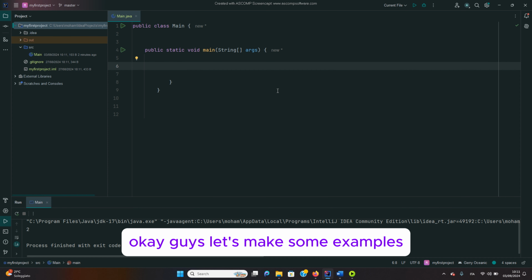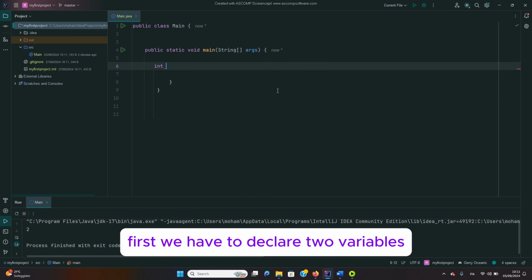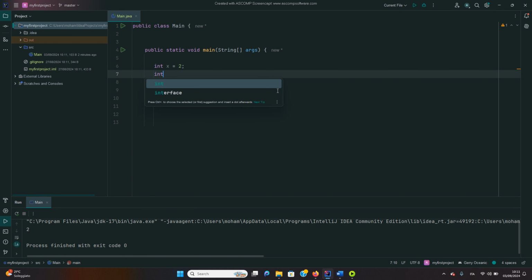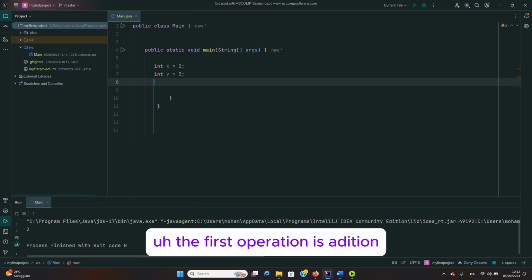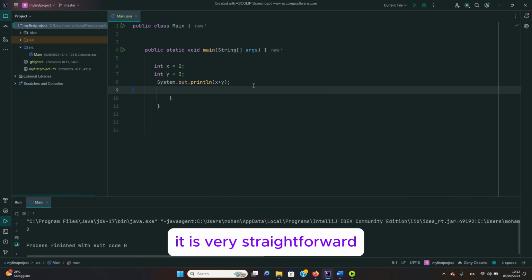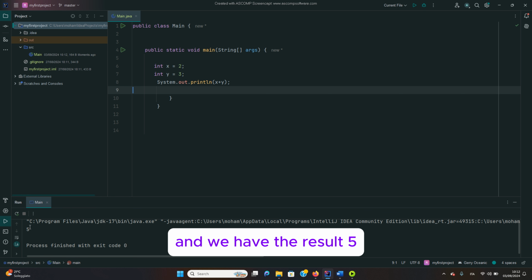Okay guys, let's make some examples. First, we have to declare two variables. The first operation is addition. We can say like print x plus y. It is very straightforward, and we have the result 5.